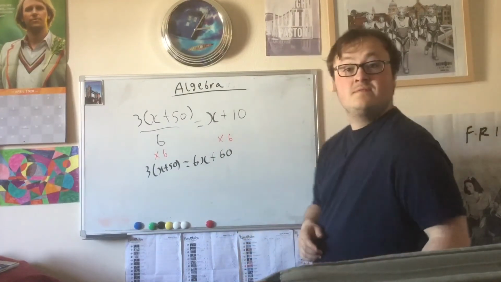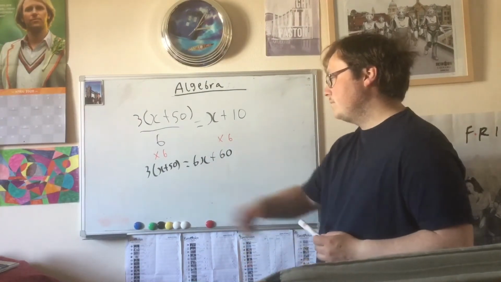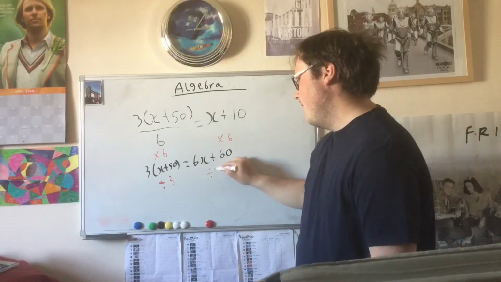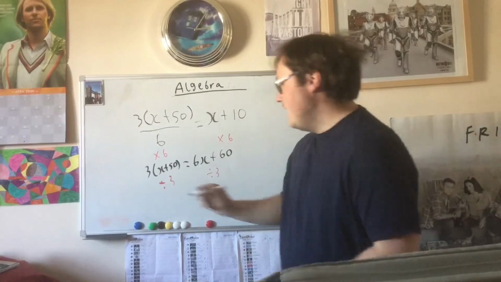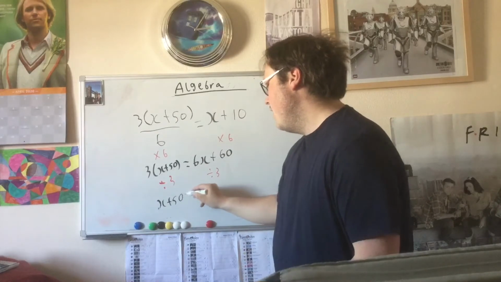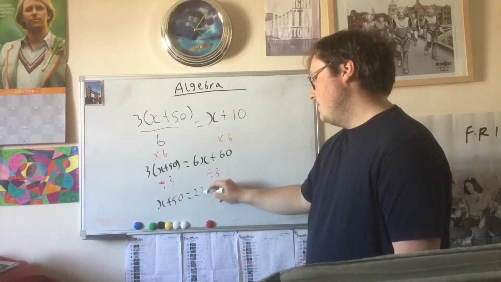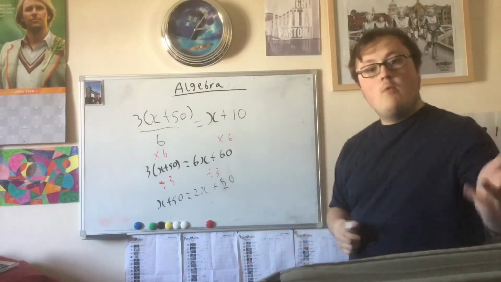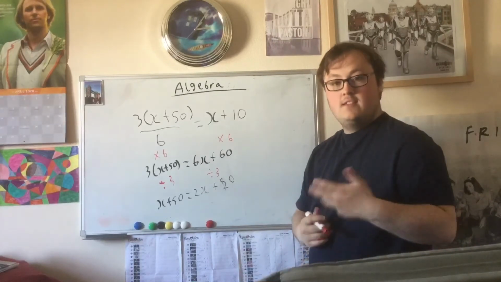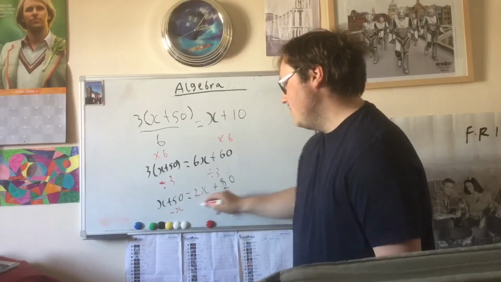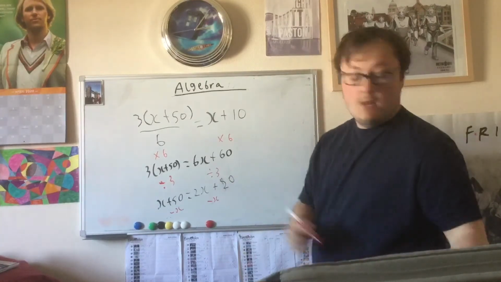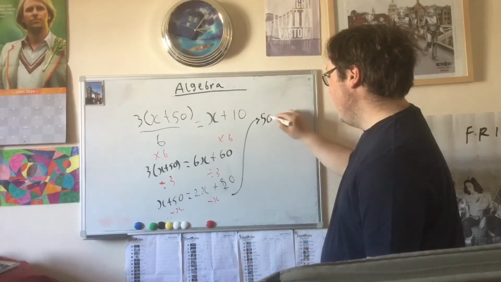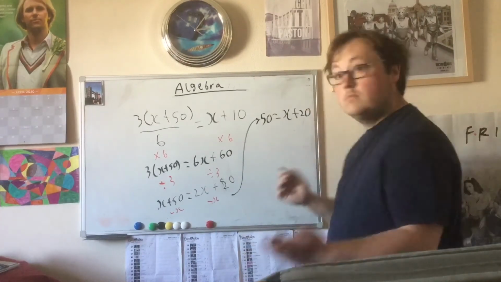That's fair enough. Let's now do the next one. We're now going to be dividing by 3 on both sides. So that would become x plus 50 equals 6x divided by 3 is 2x, 60 divided by 3 is 20. Now, how are we going to move this? What we're going to do is we're first going to move all the x's onto one side. So I'm going to minus x on both sides. And that will become, I'm going to move up to here just because I'm running out of space, 50 equals x plus 20.